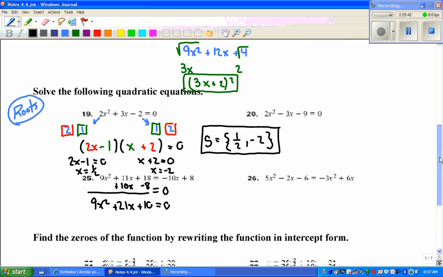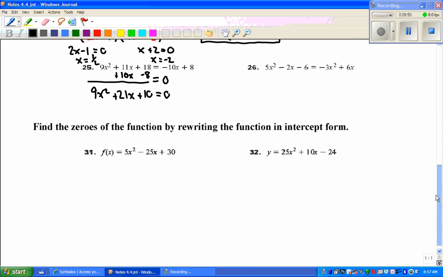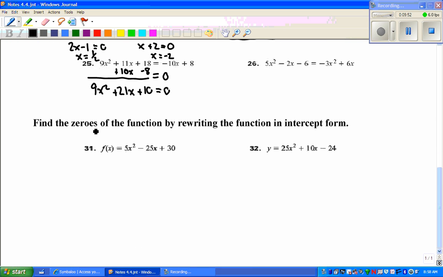Okay? Now, another way that we can do this is to find the zeros. And to find the zeros, we do that when we have it in function notation. So when it's in function notation, you want to find the zeros. The zeros are the x values that make the function equal to 0. That's why they're known as the zeros, where your graph crosses your x-axis.